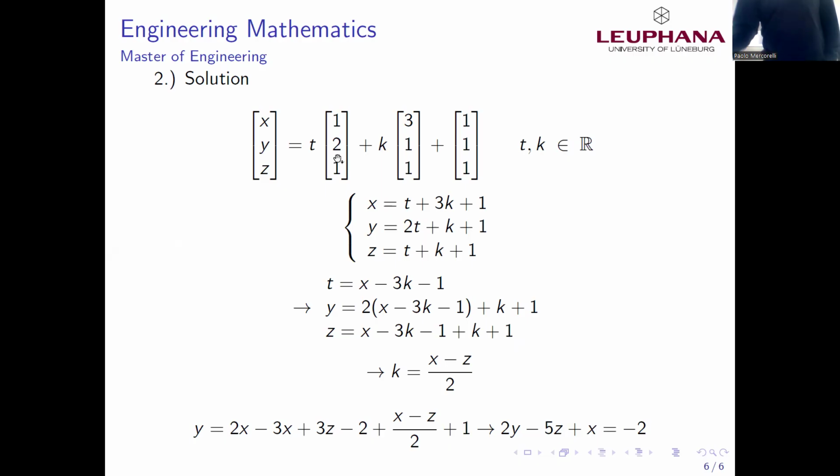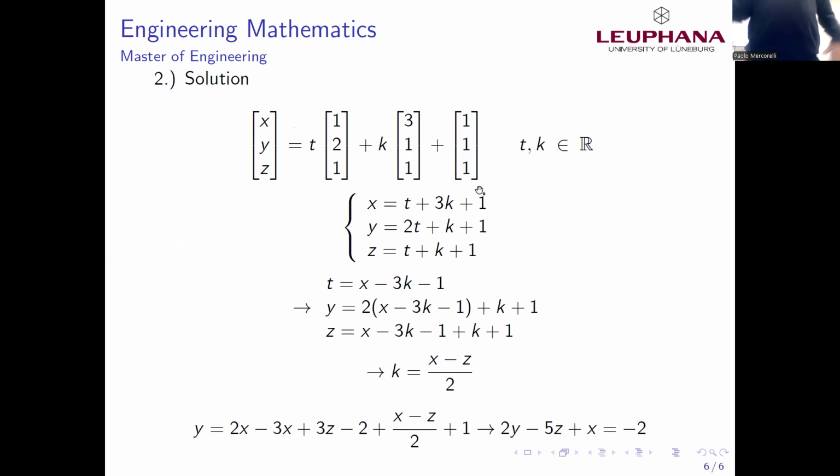If you remember the identity principle, before the identity principle I have to recall the meaning of this sum of these three elements. This means I have to sum the corresponding components. This is a vector here, characterized by t plus 3k plus 1 as the first component. The second component is 2t plus k plus 1, and so on for the third one. The third one is 3. We have a vector on the left and a vector on the right.